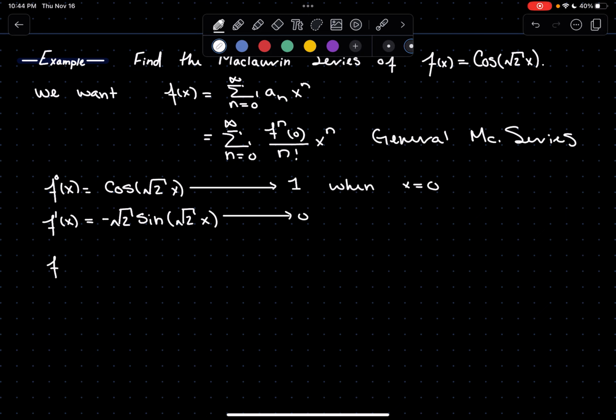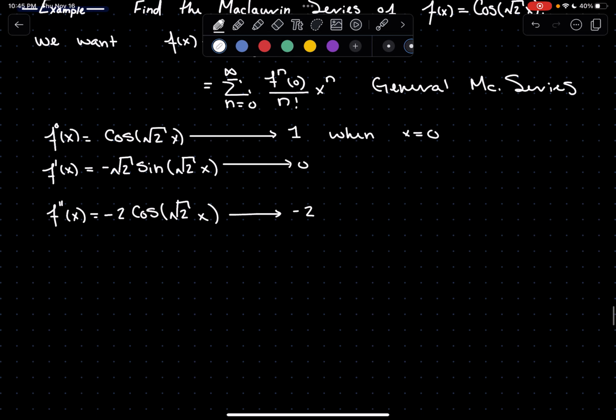f double prime of x is going to be equal to negative, the derivative of negative sine is negative cosine, so I get negative 2 times cosine, because that root 2 comes out, square root of 2x. And this ends up going to be negative 2, right? When x is equal to 0, cosine is 1, and so we get negative 2.